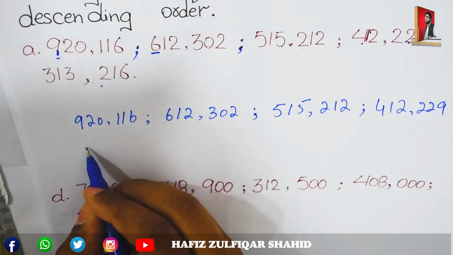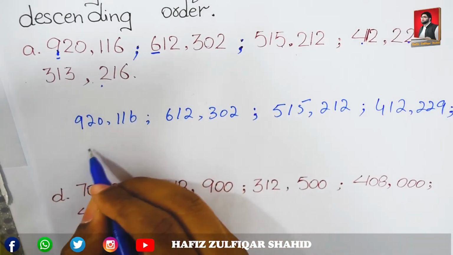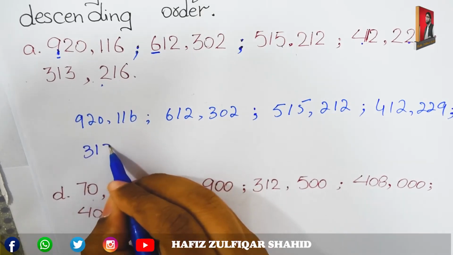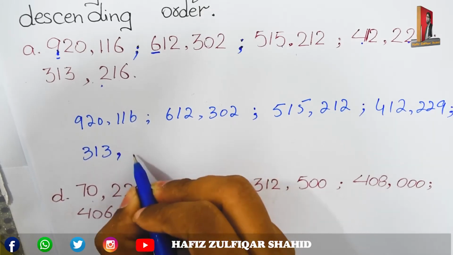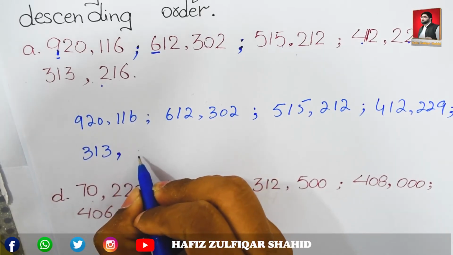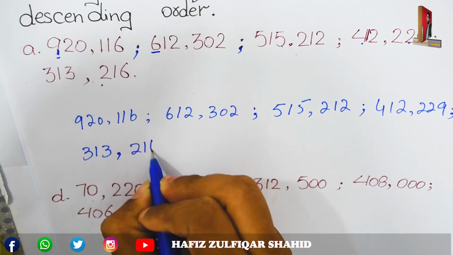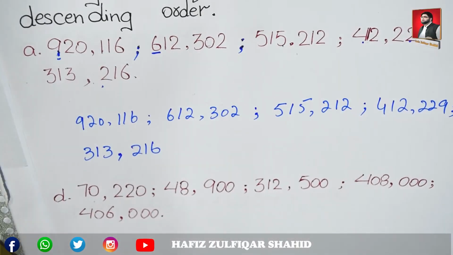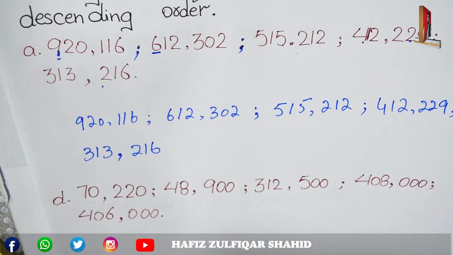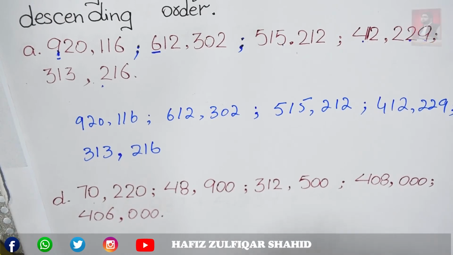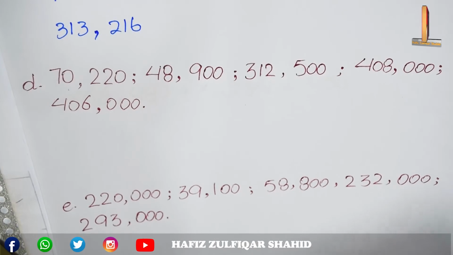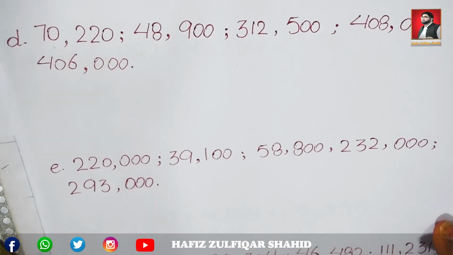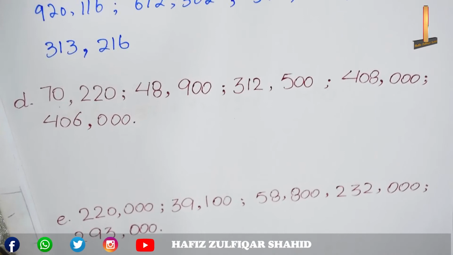Fill this and write down the smallest value in the given bunch, which is 313,216. This one is given as arranged in descending order. Let's practice another one.